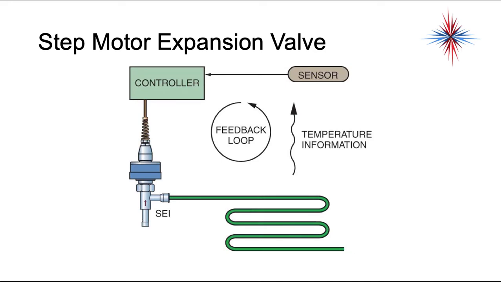So the sensor provides input to the controller. The controller controls the motor in the expansion valve. And this is a constant loop. For every change in sensor, the controller does something. So we are constantly using electronics, which is very fast, to provide exacting control of the superheat in the system.